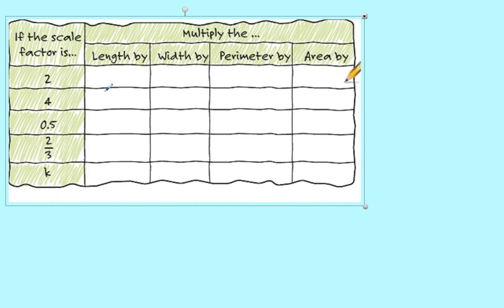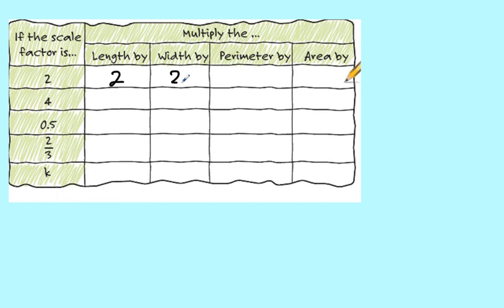This was not so bad if you actually read it. It says if the scale factor is whatever, what happens to the stuff? Alright, so the scale factor is 2. What do we multiply the length by? Well, if it's just the length, you just multiply it by itself. That's just 2. Width, same thing. Perimeter, same thing. The only one that's going to be different is area, because area is going to be 2 squared, or 4. Okay?